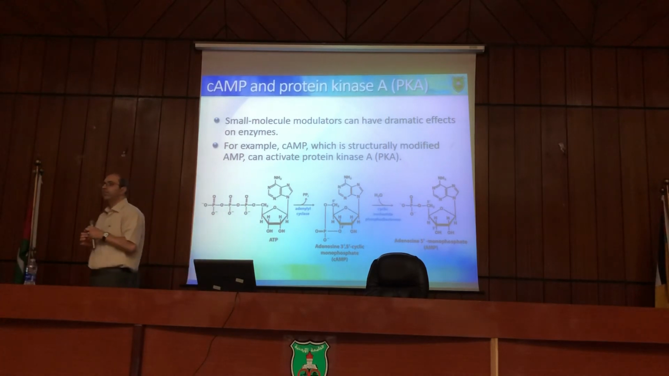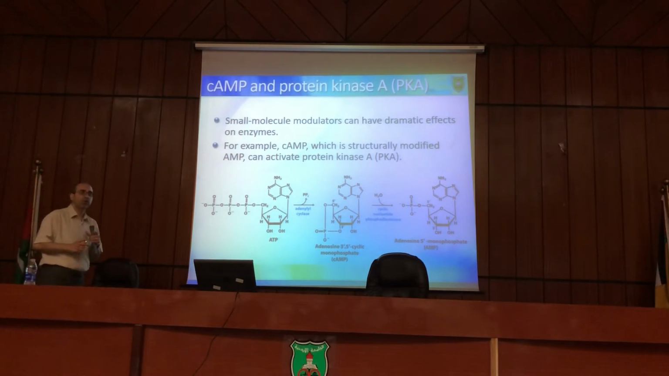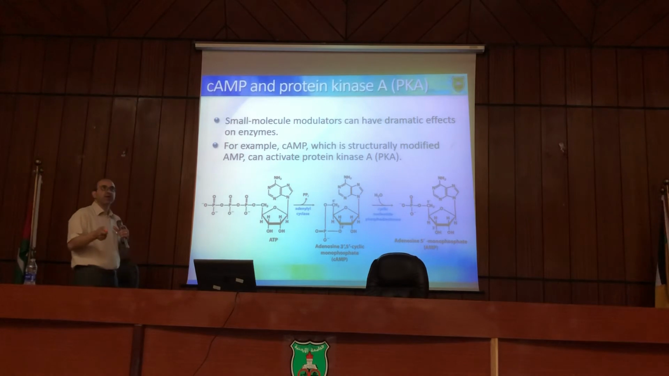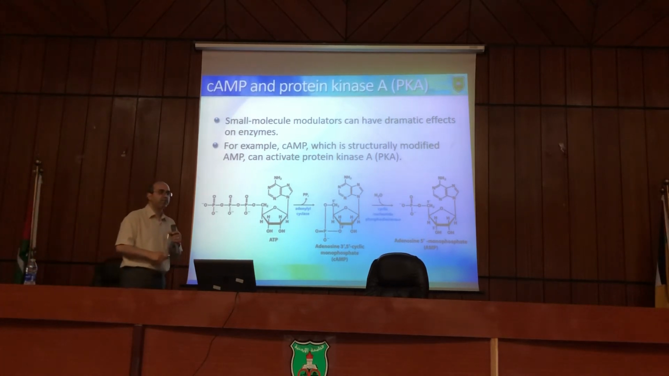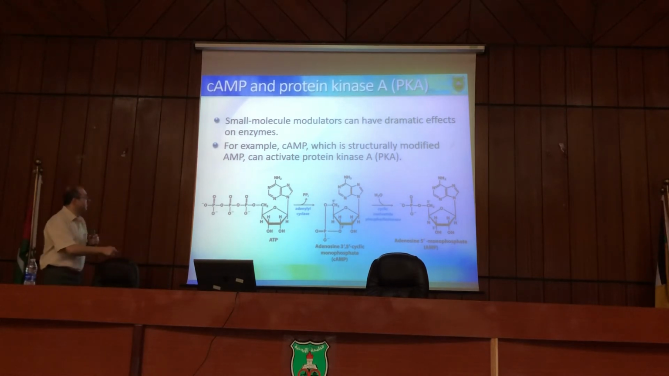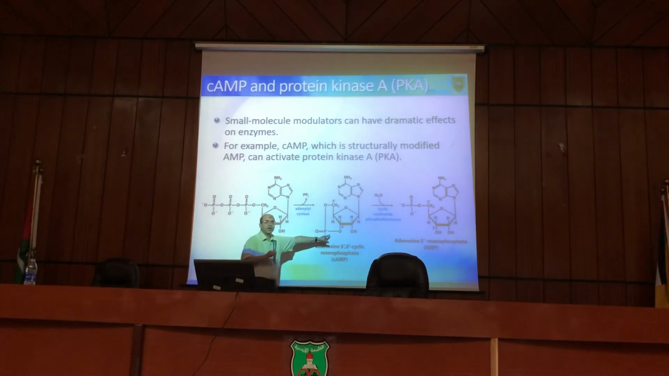So what is cyclic AMP? It's a small molecule. It's a secondary messenger, as we call it. It's a small molecule that has really large effects. So, cyclic AMP is a small secondary messenger. It's synthesized by an enzyme known as adenylyl cyclase or adenylate cyclase. When this enzyme is activated, it converts ATP to cyclic AMP.